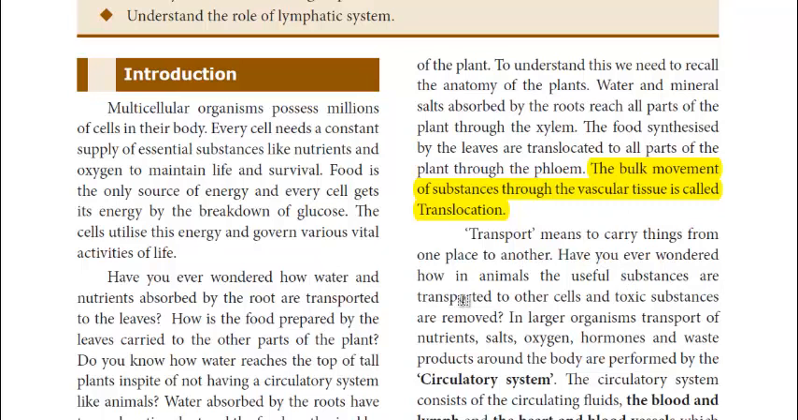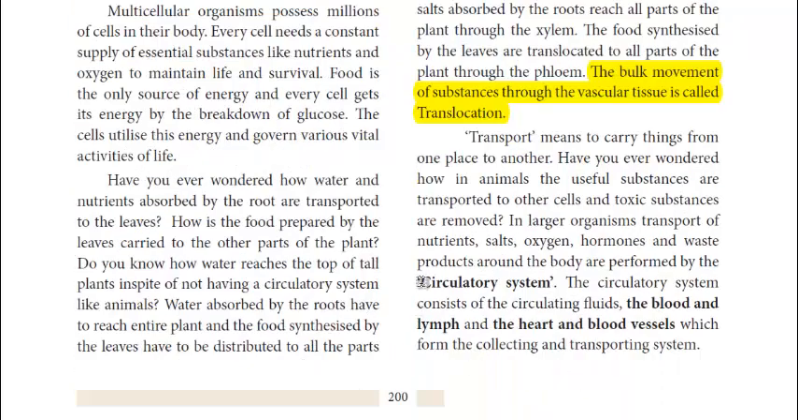Have you ever wondered how in animals the useful substances are transported to other cells and toxic substances are removed? In large organisms, transport of nutrients, salts, oxygen, hormones and waste products around the body is performed by the circulatory system. Yes, in animals it is carried out with the help of a circulatory system. The circulatory system consists of a circulating fluid. We know that is blood, and not only blood, we have another fluid that is called lymph. You are going to learn what lymph is and what the role of the lymphatic system is, and the heart and blood vessels form the collecting and transporting system.